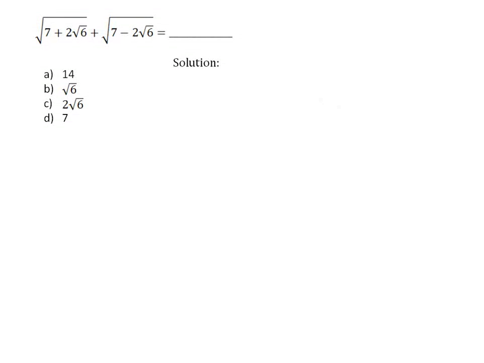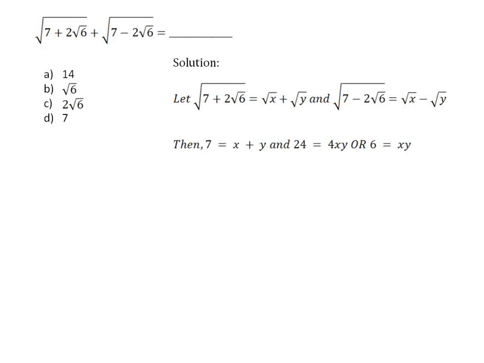Let's find the solution. Let square root of 7 plus 2 root 6 be equal to root x plus root y, and since we've assumed this, square root of 7 minus 2 root 6 will be equal to root x minus root y. Then 7 is equal to x plus y and 24 is equal to 4xy. 24, because 2 root 6 is equal to root of 24, because the 2 will go inside and 6 will be multiplied by 4. So we get 6 is equal to xy.